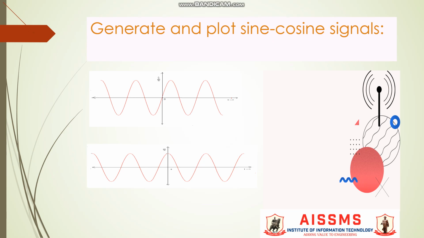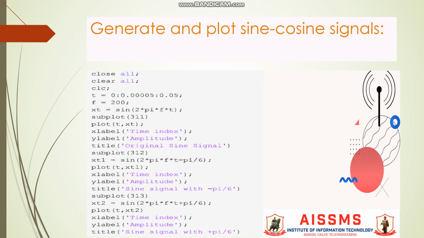Let us now see the program to plot sine and cos wave using MATLAB and generate its corresponding plots. For t up to 0.05 with a step size of 0.00005 and frequency of 200, we will first plot a sine wave xt as seen in the program. This figure is labeled on the x and y axis and named as original sine signal.